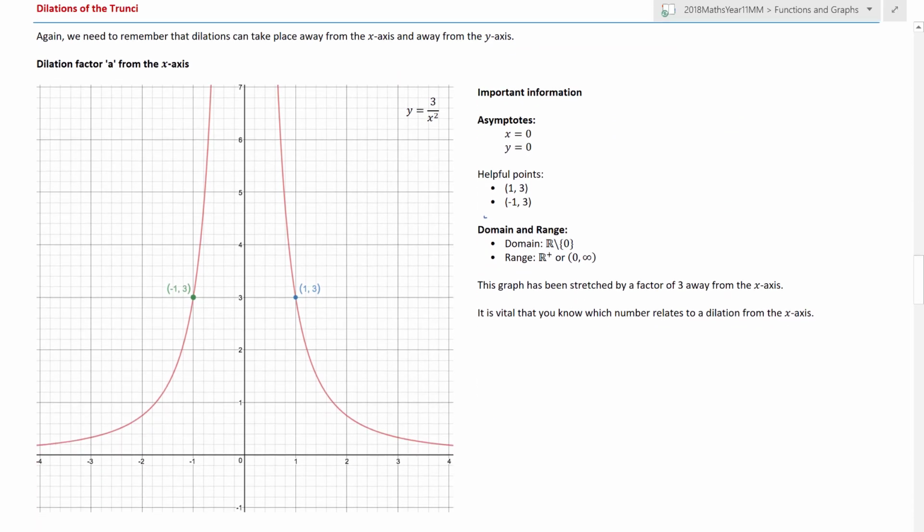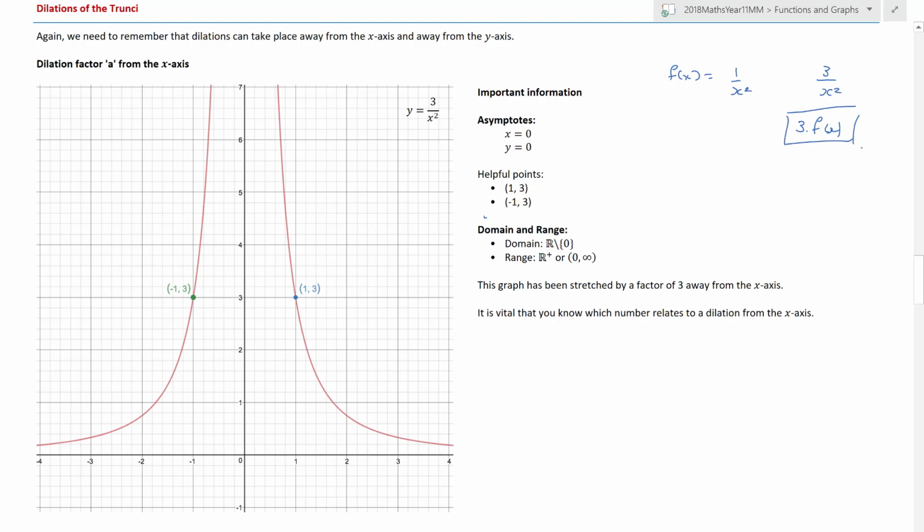Dilations can take place away from the x-axis and from the y-axis, and this is going to take a little while to explain. Fingers crossed I can do it in less than 5 or 6 minutes, but first things first, let's deal with dilations away from the x-axis. As I said earlier, if you have the original function as 1 over x squared, then 3 over x squared is my original function times by 3.